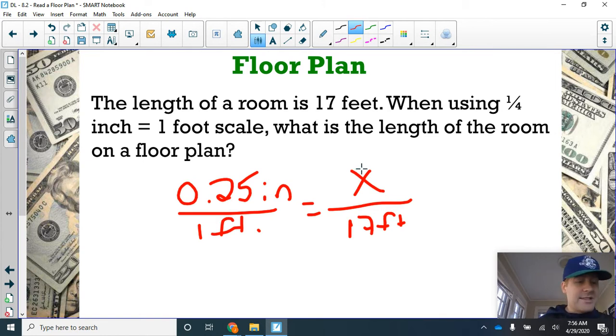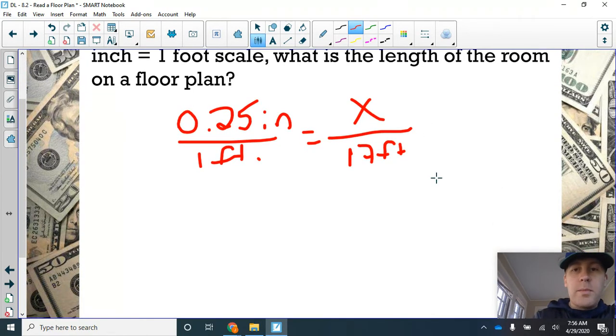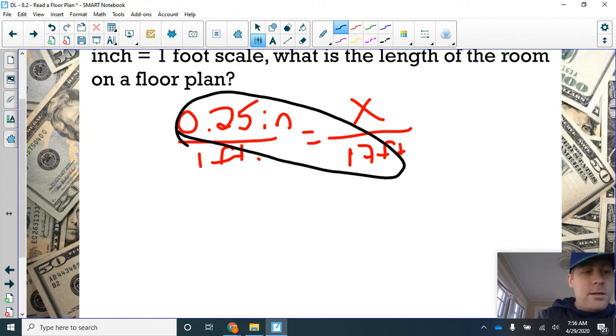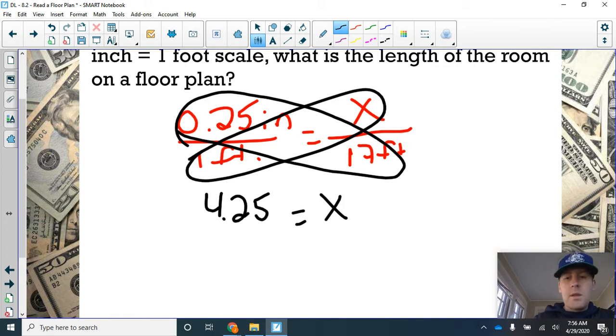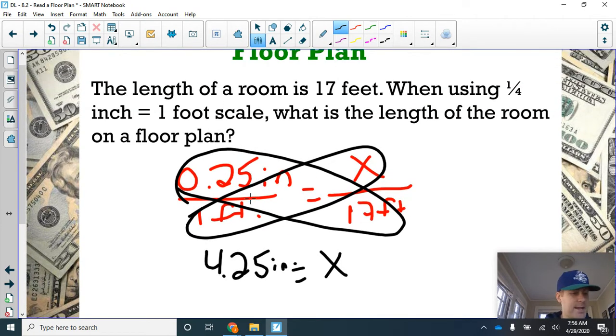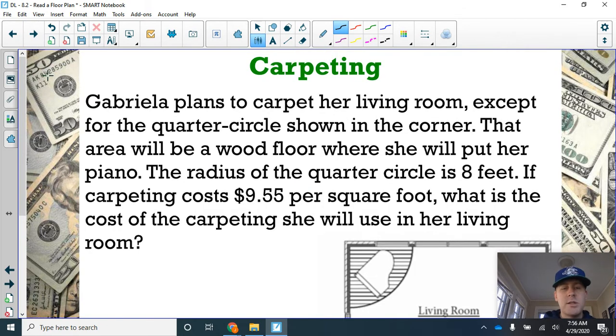We're going to solve this the same way now that we have our proportion set up. We're going to cross multiply. So we multiply 0.25 by 17, and that gives me 4.25. And then 1 times x is just x. Label it: we're looking for inches, so it'd be 4.25 inches on our floor plan. Easy as that.